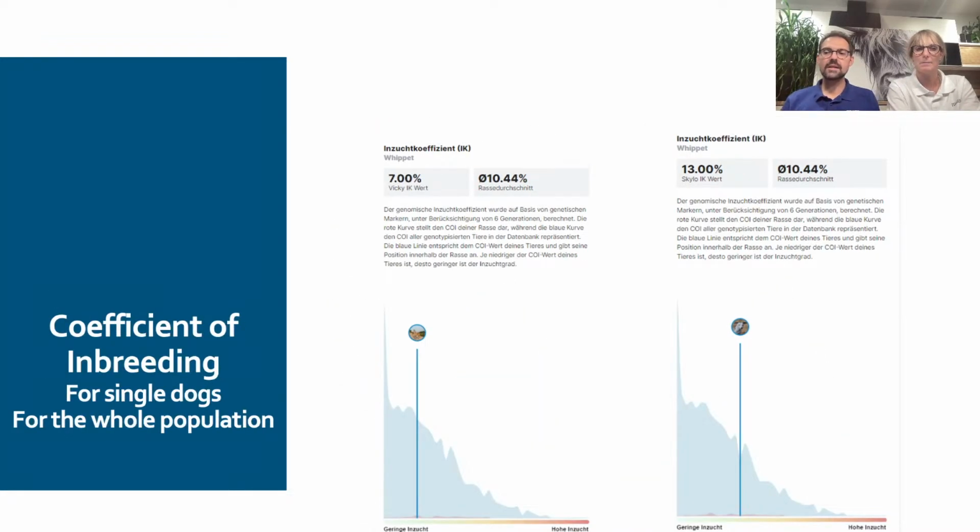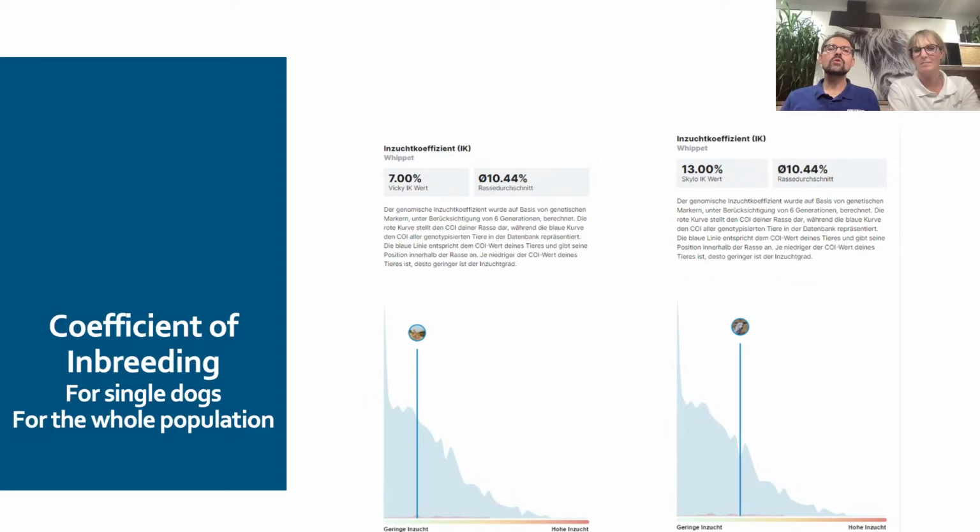Then we have the genetic COI, so the coefficient of inbreeding. Yes. So there are other competitors who show this value, but I think it is also understandable here that we have a dog with, say, 7% or 30%. Not only is this value necessary, because it only shows how inbred your dog is. I think it's necessary from the perspective of a breeder.